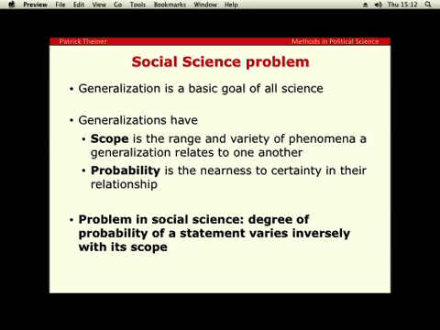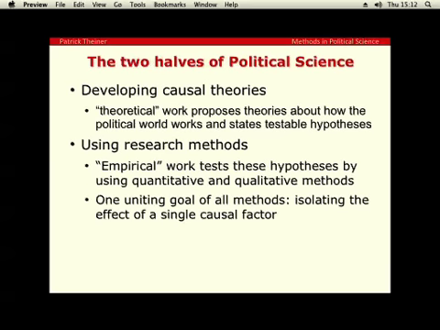So generalizations are hard in social sciences, and we try to find ways around that. So how do we solve this problem that we have, that the more of the world we try to explain, the less certain we are? Well, we try to break it down in a couple of easy steps.